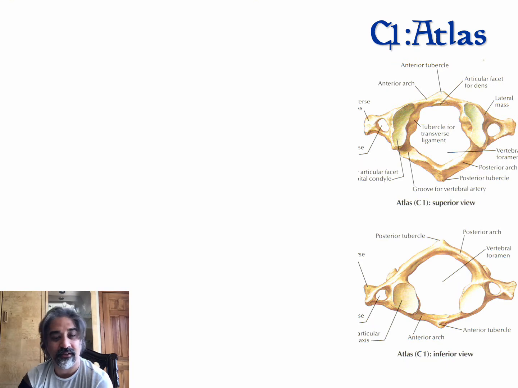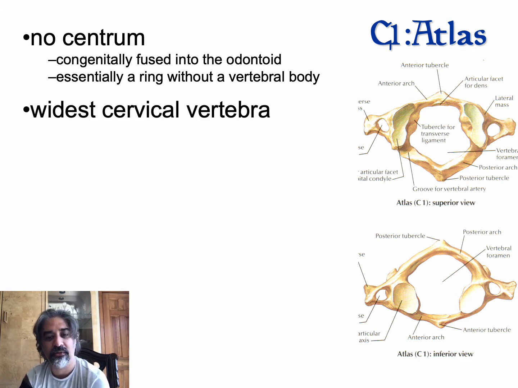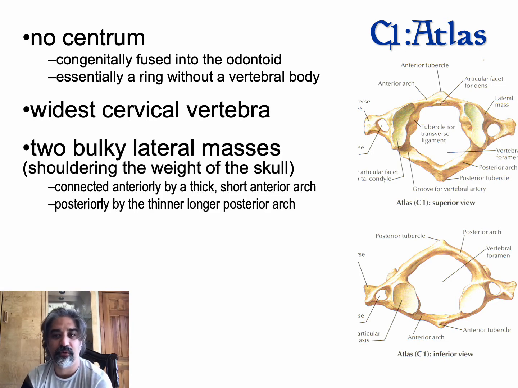But in anatomy, C1 is the atlas, and you'll see that it has no obvious vertebral body. Embryologically, what would be the body is actually contributed to C2. And so it's essentially a ring without a vertebral body. And as we saw in the other pictures, it's the widest vertebra. It has two big lateral masses, and that's for shouldering the weight of the skull, which I'm going to show you a little later. It's got an anterior arch, thick anterior.